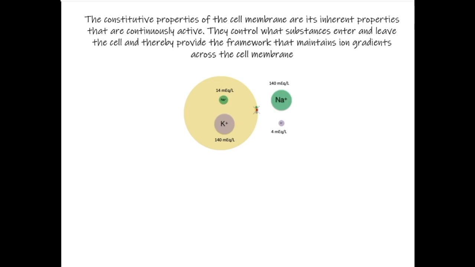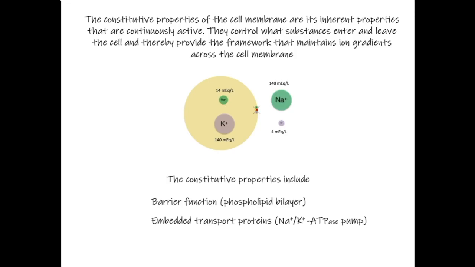The constitutive properties of a cell membrane are its inherent properties that are continuously active. They control what substances enter and leave the cell, and thereby provide a framework that maintains the ion gradients across the cell membrane. Recall that the constitutive properties include the barrier function of the phospholipid membrane and embedded transport proteins. Pertinent to our discussion here is the sodium-potassium ATPase pump, as well as the selective permeability. Once again, pertinent to our discussion will be leak channels for sodium and potassium.